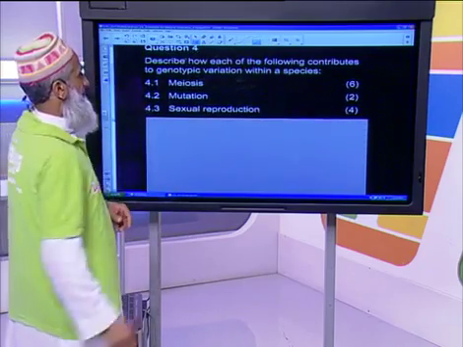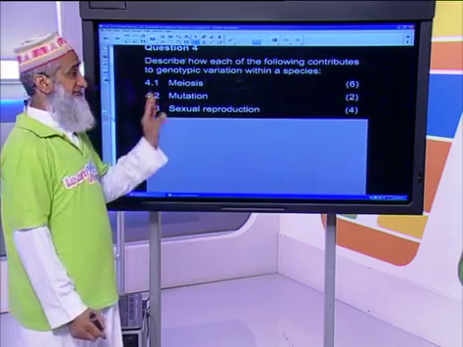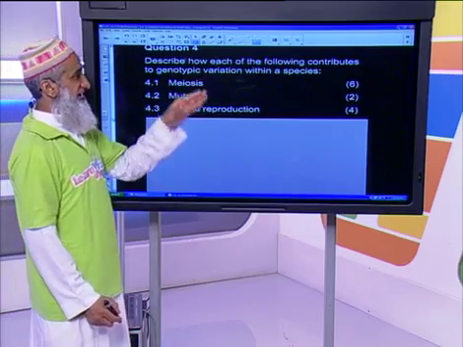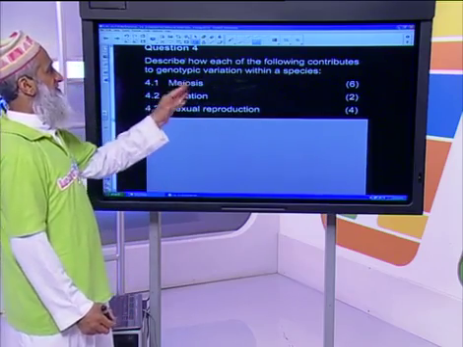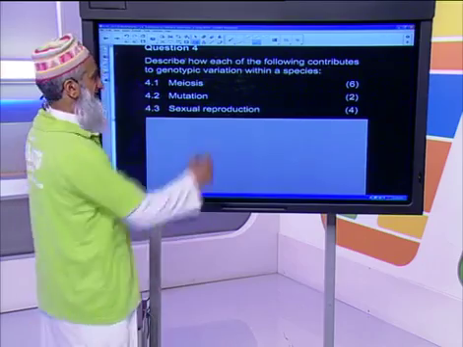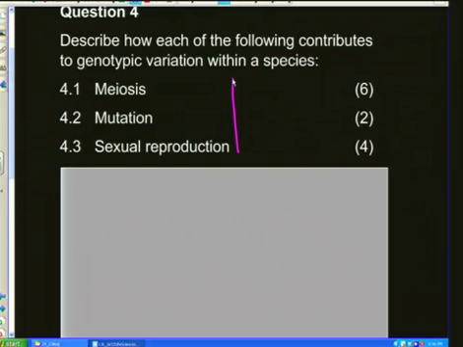Let's look at this one now. This one here has the potential to be an essay as it stands. Not as it stands, if we just alter it a little bit. I'll explain now. Describe how each of the following contributes to genotypic variation within a species. Even if we took away genotypic, the question would not change. It'd still be variation. In other words, they're saying these three things here, how do they bring about differences in organisms?